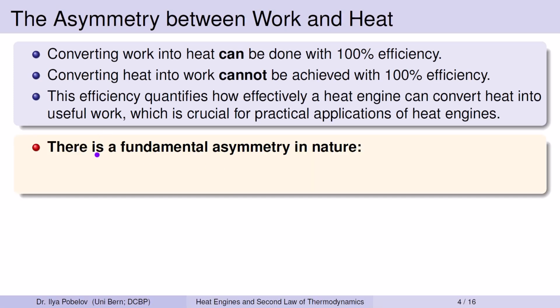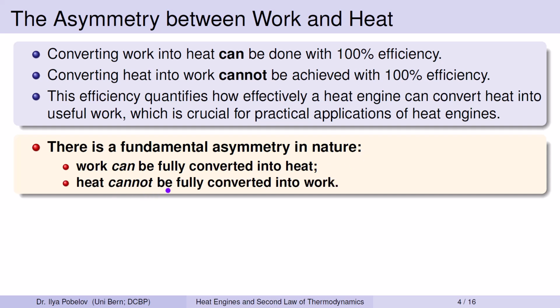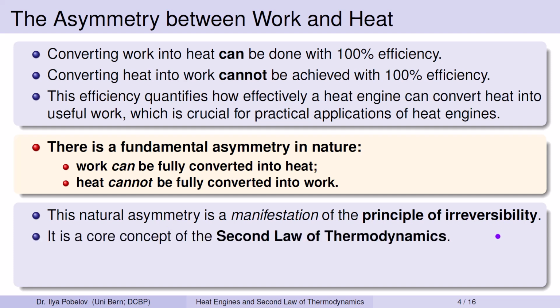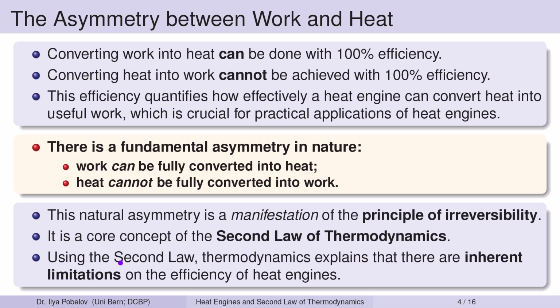The limited efficiency of heat engines is not due to flaws in their design, but rather because there is a fundamental asymmetry in nature. While work can be fully converted into heat, heat cannot be fully converted into work. This natural asymmetry is a manifestation of the principle of irreversibility, which is a core concept of the second law of thermodynamics. Using the second law, thermodynamics explains that there are inherent limitations on the efficiency of heat engines.